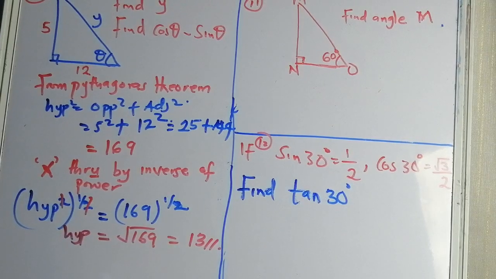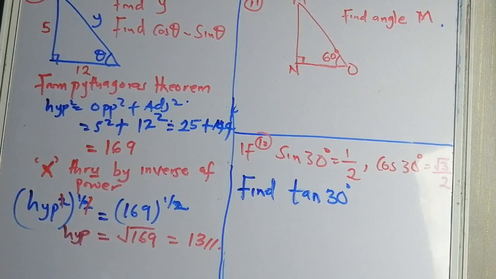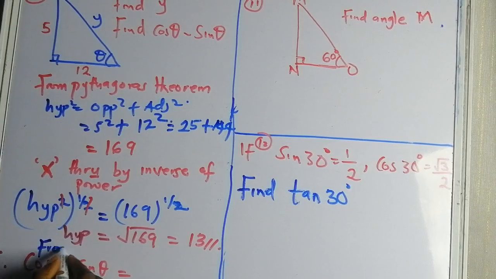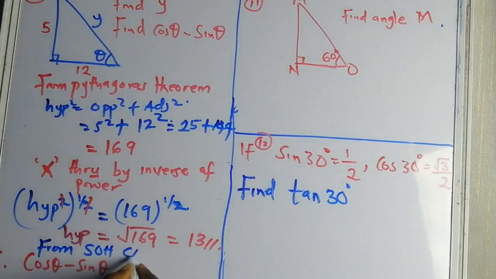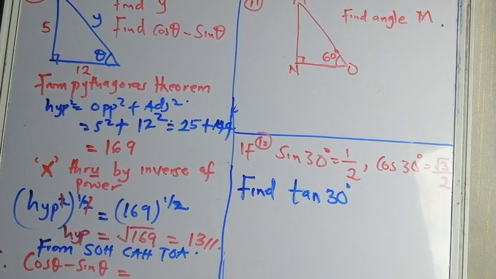You've gotten your hypotenuse. From here, if this is a theoretical question, you will get your full mark. Multiplying through by the inverse of the power has a mark associated to it, even if it is half, even if it is 1. So you now say, therefore, cos theta minus sin theta. What is my cos theta? That's adjacent over hypotenuse. Don't forget to write it. You now say, from SOH CAH TOA, very important if it's a theoretical question.